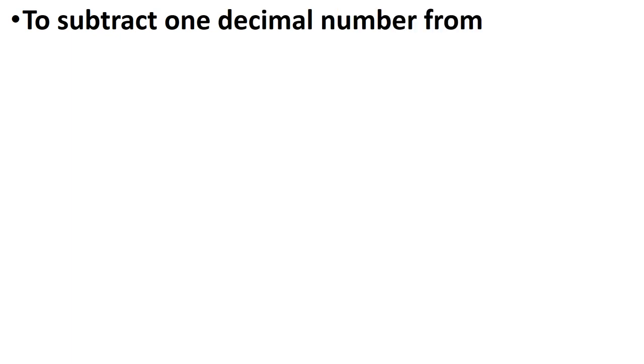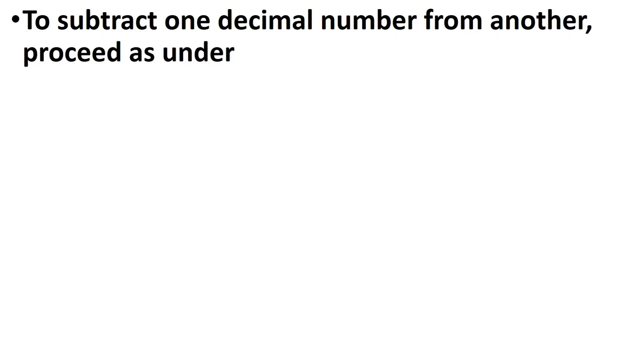Now how to subtract? To subtract one decimal number from another, proceed as under. Same steps you have to follow, only now we have to subtract. In place of addition, what we will do? We will do subtraction.